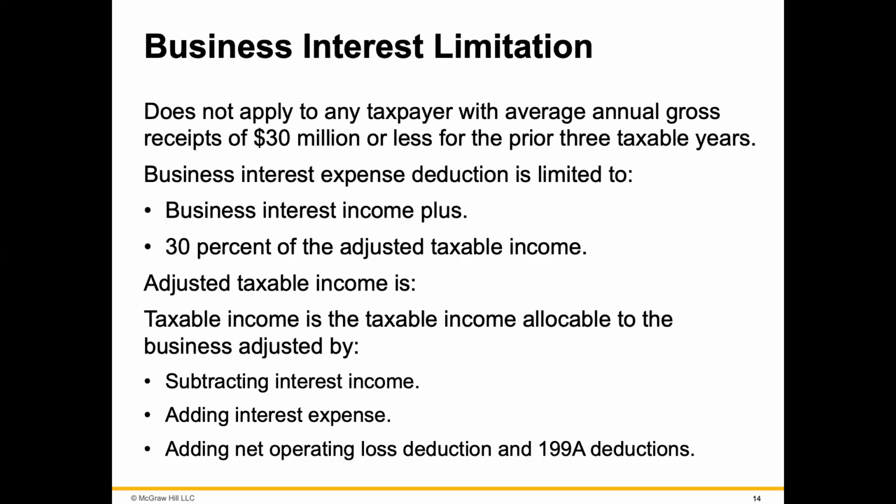For businesses that do not meet the gross receipts test, their average annual gross receipts exceed $30 million. The deductible business interest expense is limited to the sum of business interest income, any interest income the business earns, plus 30% of adjusted taxable income. This is a key adjustment that reduces overall interest deduction. So we're going to subtract interest income. Since the goal is to limit the net business interest deduction, any interest income which offsets the interest expense is removed. We're going to add that back in later on, and we're going to add any net operating loss deductions.